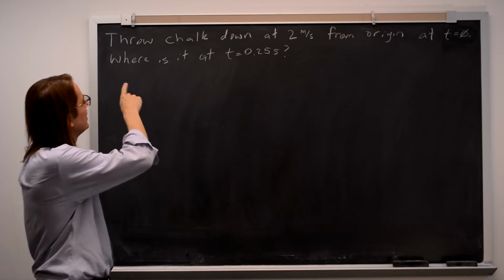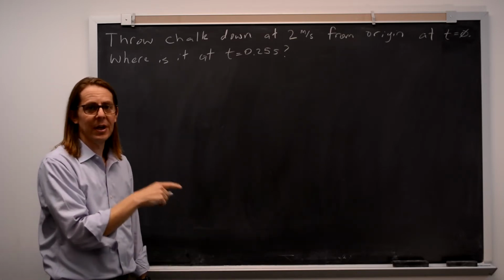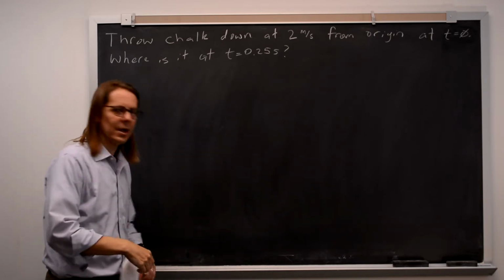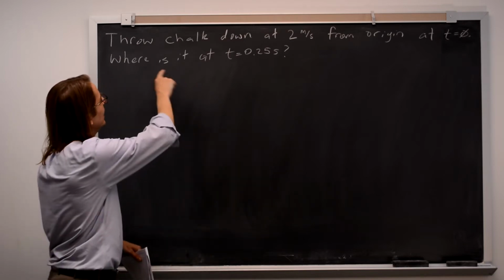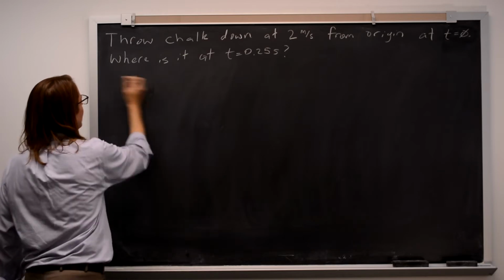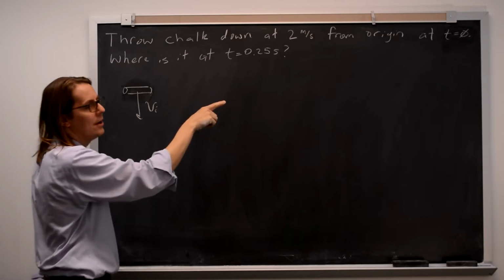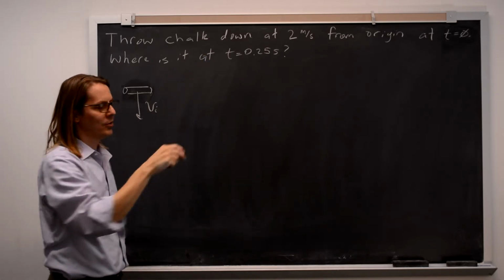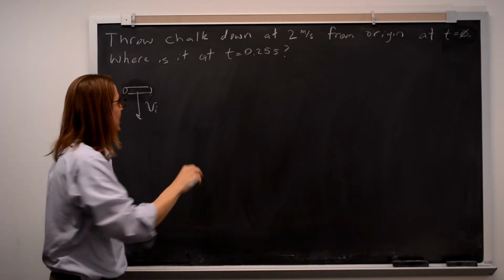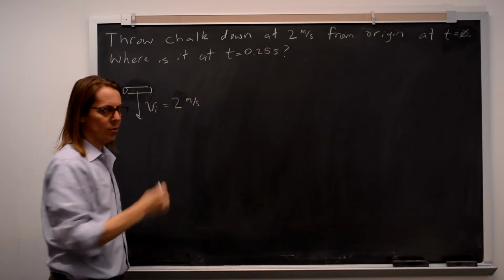So remember, it was just the case we throw chalk down at 2 meters per second from the origin at time equals 0. So the experiment is like this, a little piece of chalk, and we just want to know how far does it get at t equals 0.25 seconds. So the drawing is the same. We have the little piece of chalk here, and we give it a v initial, and we threw it at 2 meters per second. That means when we released it, and it was no longer under the influence of our hand, it was going 2 meters per second. And that's when the problem starts, when it is released from our hand.